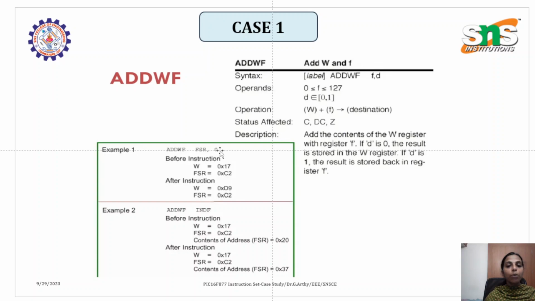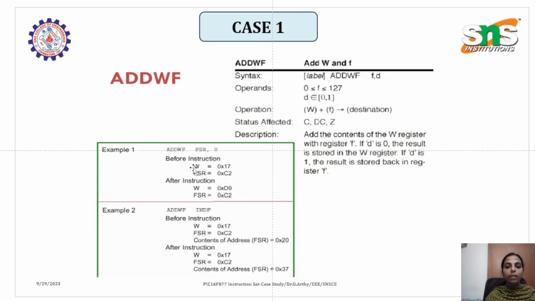When 0 is mentioned, that is, if D is equal to 0, the result will be stored in the working register. If D is equal to 1, the result will be stored in the file register itself. If D is not mentioned, then as a default case, the result will be stored in the file register.